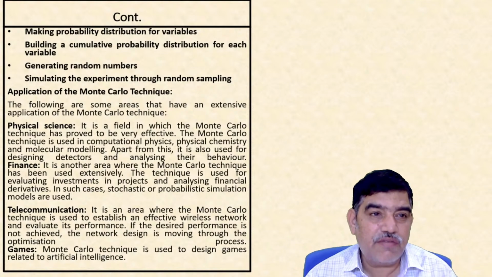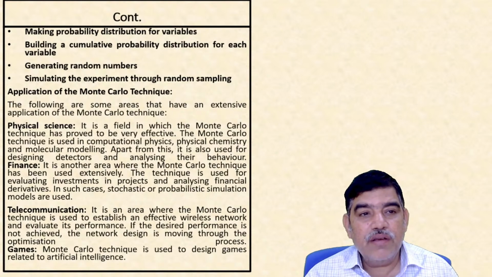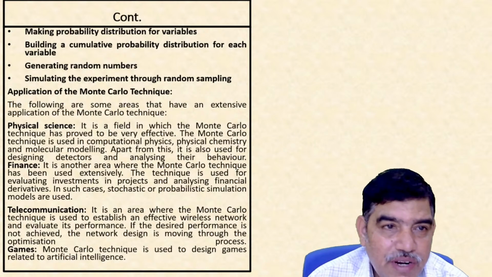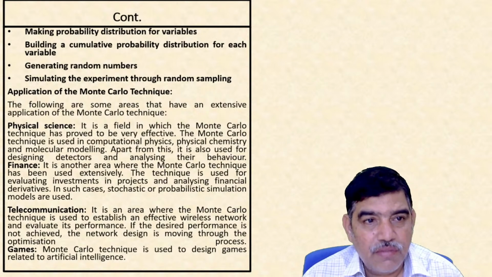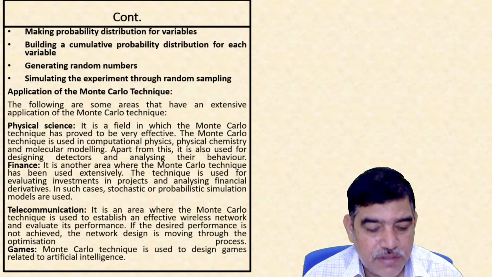Then what is the second step? Building a cumulative probability distribution for each variable. So after getting the probability distribution, we have to find the cumulative probability distribution. Then we generate random numbers.